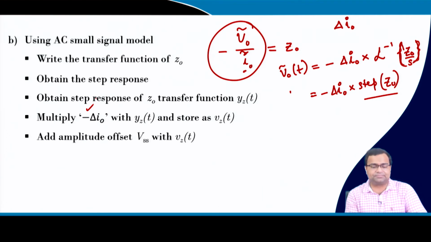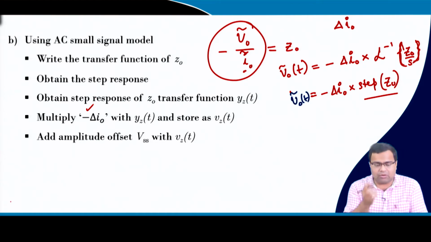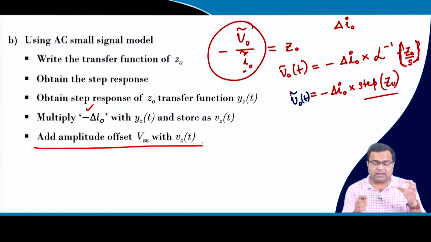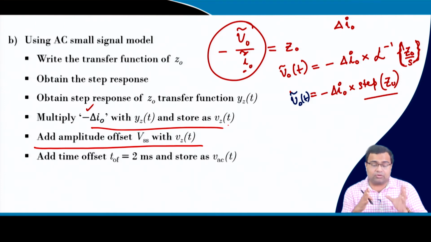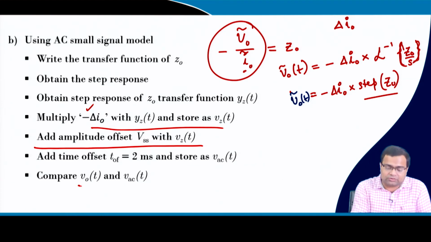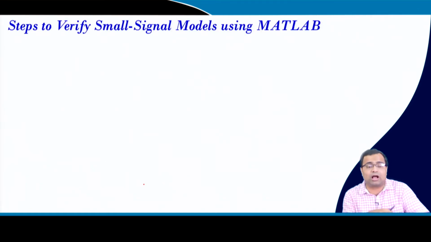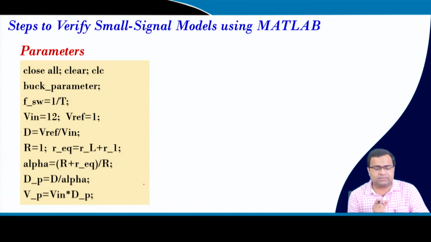Okay. Next, after getting this, it is just the AC equivalent circuit, so it gives the AC excitation, right, it does not have any DC. So, now we need to add an amplitude offset to the step response that we obtain from the AC simulation. Then we also need to add an offset time, and we will slowly come to this point. Then we want to compare the actual switch simulation and the result obtained from the small signal model. So, let us see how in MATLAB we can verify the small signal model step by step using transient simulation. First, I will go to the code.